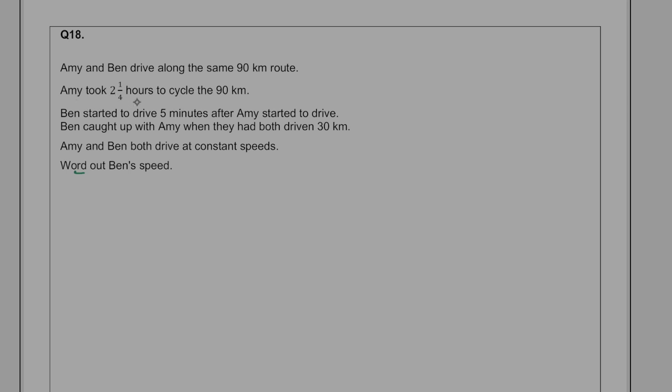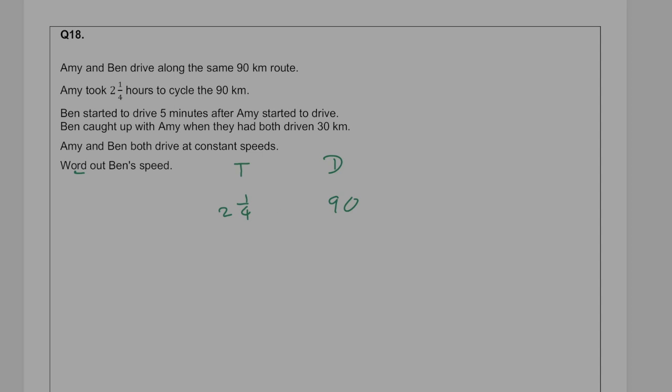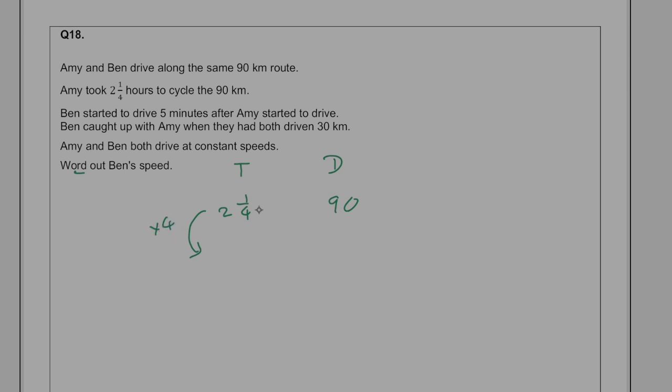Okay, so Amy took 2.25 hours to cycle 90 kilometers. So I'm going to say time and distance. In 2.25 hours, she did 90 kilometers. So I'm going to times both these by 4 to get rid of that. So 2.25 times 4 would be 9, and then 90 times 4 would give us 360. So in 1 hour, they would have driven 40 kilometers.